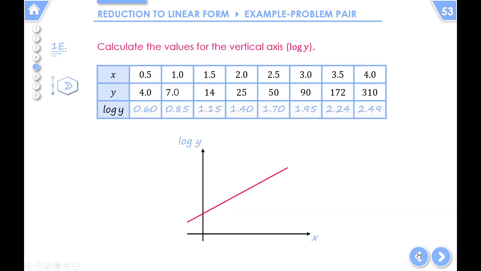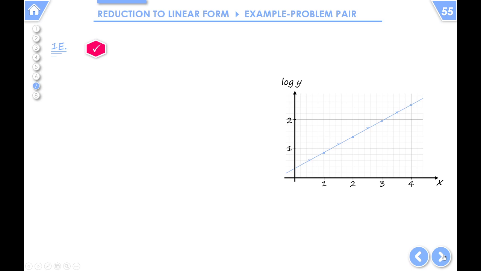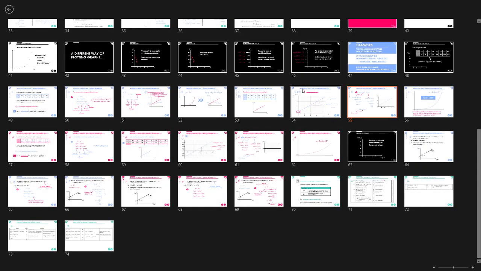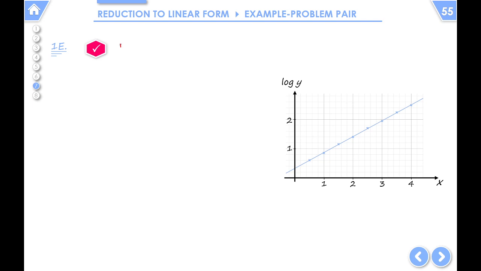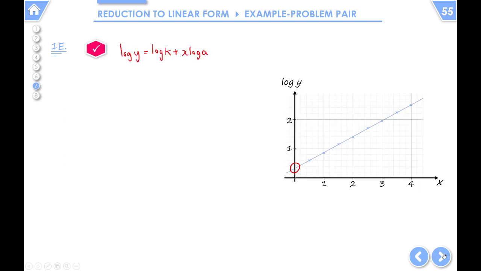To do that, I just need to go back a couple of slides. We're going to have our equation here: log y equals log k plus x log a. And what we're going to do is use your intercept and your gradient in order to find out the values of k and a. So for me, I've got the intercept of 0.35 and the gradient of 0.55.